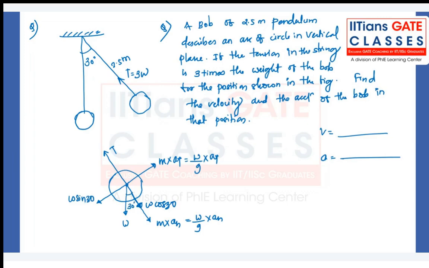Tension in the string is 3 times the weight, and the length of this is 2.5. So after applying the equations of equilibrium, you should be able to solve it to get the velocity, and then the acceleration you can calculate using the other inputs.